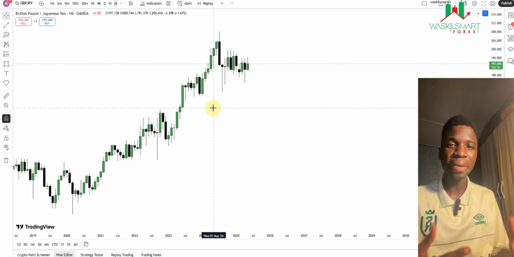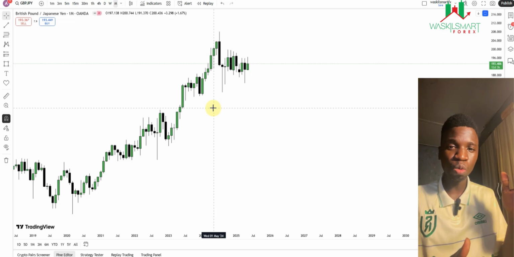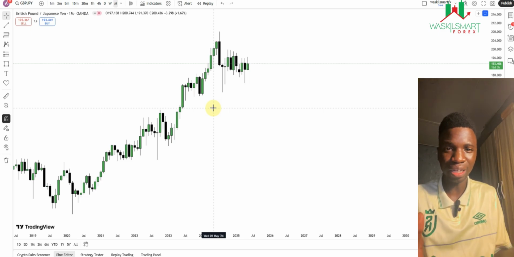Which means it will make your work easier, because you just need to look for these things on the higher time frame, then you go down to the lower time frame to just look for the entry pattern, and that's all. So that is what I'm going to do in just these few minutes. So get along with me.